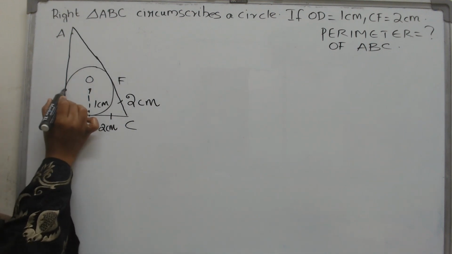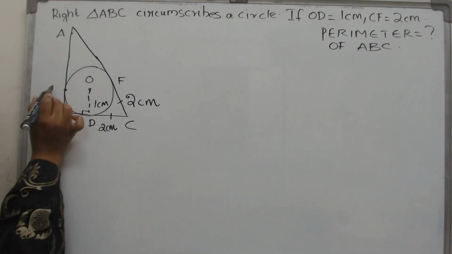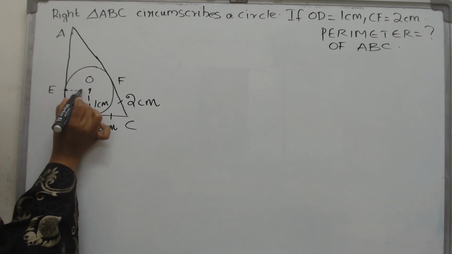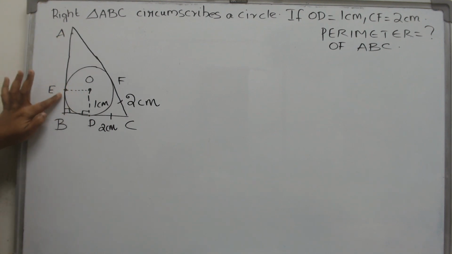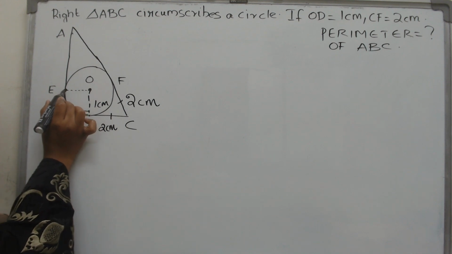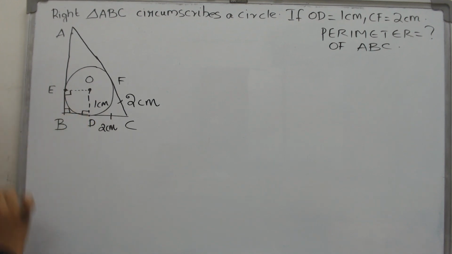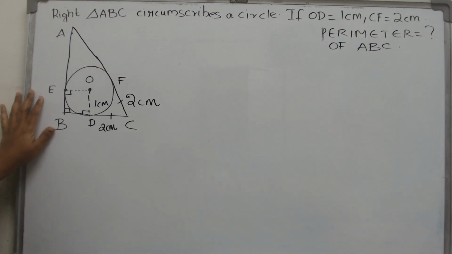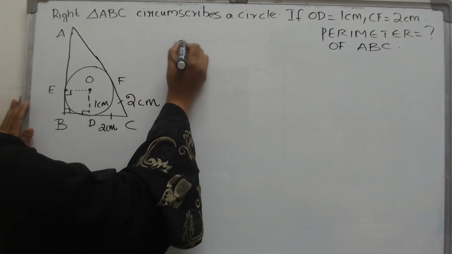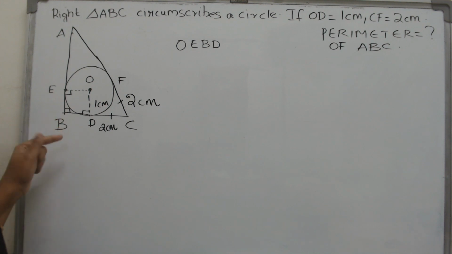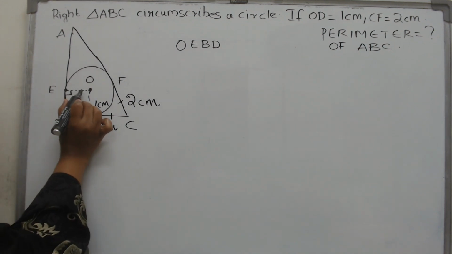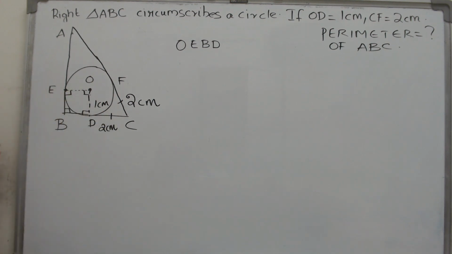So why not join this point of contact? I will name it, say, E. Why not join these two? So again, a tangent and a radius meeting at the point of contact E, which means at the point of contact again you have what? A right angle. Now consider the quadrilateral OEBD. The sum of the angles of a quadrilateral is 360 degrees. We already have 270 degrees, which means 360 minus 270. The only option is this is also a right angle.